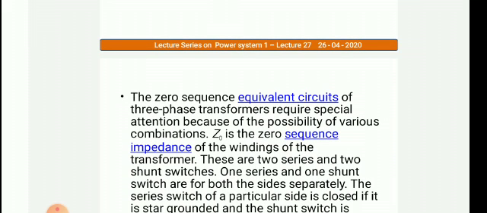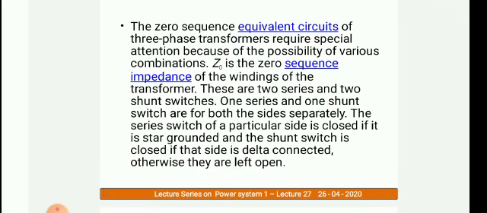So Z0 is the zero sequence impedance of the windings of the transformer. Here there are two series and two shunt switches in the transformer. One series and one shunt switch for both the sides separately. The series switch of a particular side is closed if it is a star grounded, and the shunt switch is closed if that side is delta connected. Otherwise they are left open.